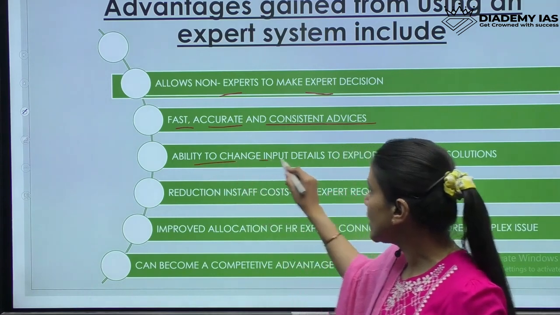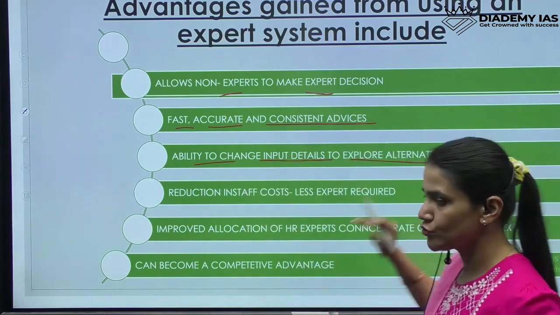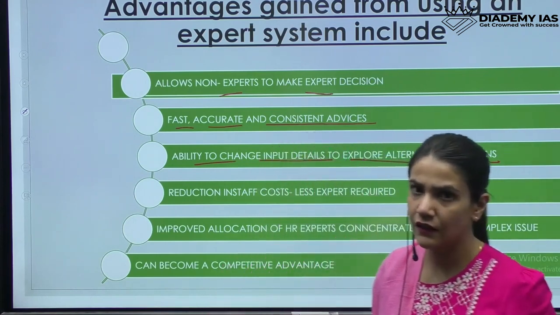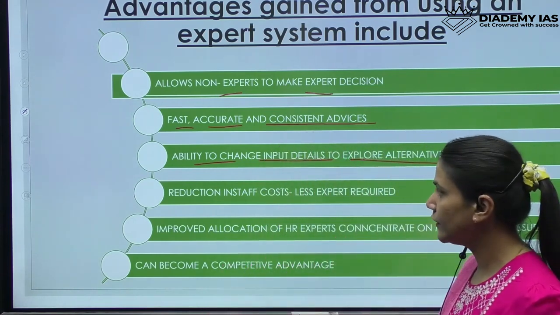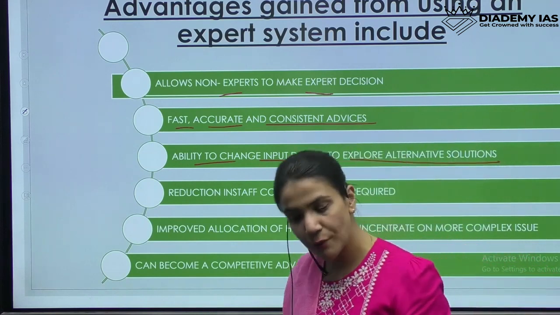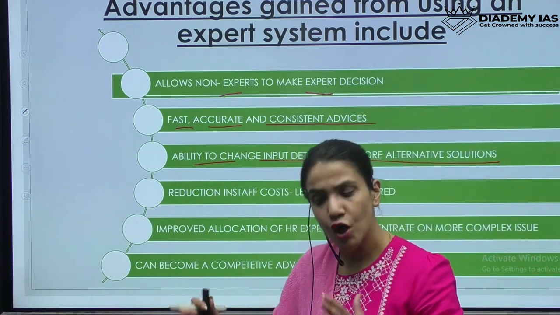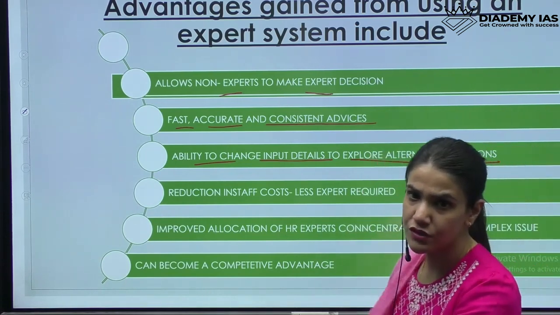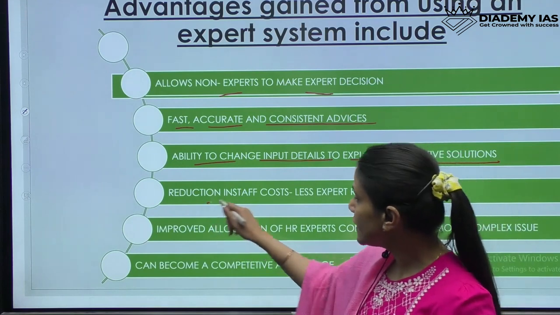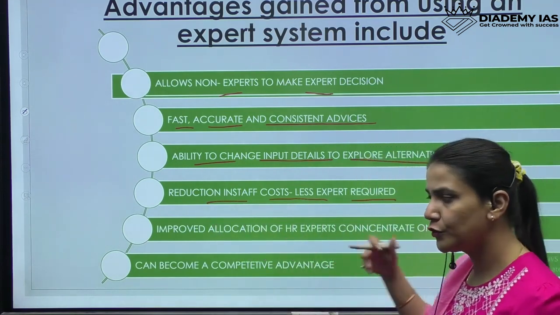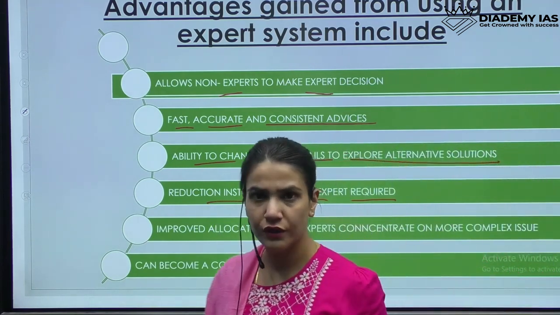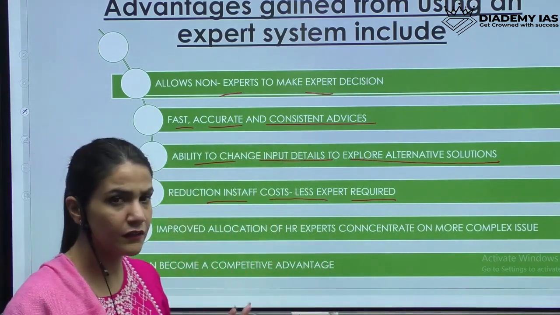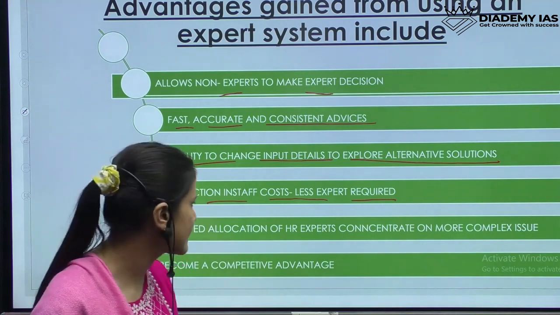Then there is the ability to change input details to explore alternative solutions. There is no complete rigidity regarding the kind of advice or details available. The information, or the knowledge, keeps on updating, so there is definitely a chance of alternative solutions being available. Then there is a reduction in staff cost, as less expert staff is required. You don't need human intervention all the time. There is an expert staff already there, so the cost on manpower is less.